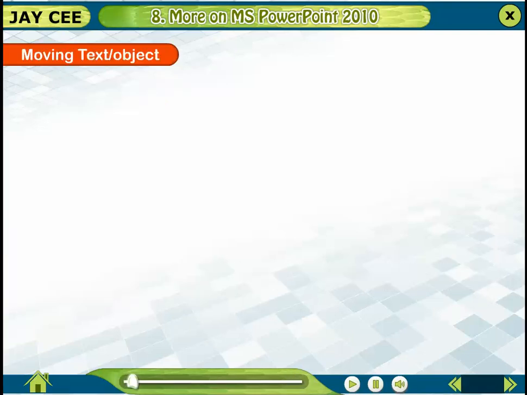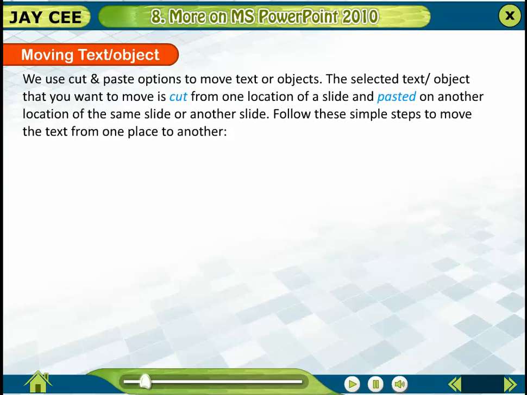Moving text or object. We use cut and paste options to move text or objects. The selected text or object that you want to move is cut from one location of a slide and pasted on another location of the same slide or another slide. Follow these simple steps to move the text from one place to another.